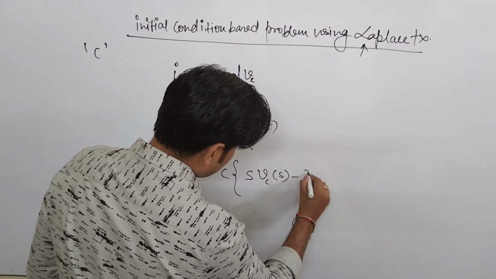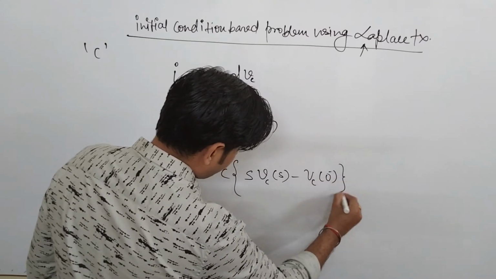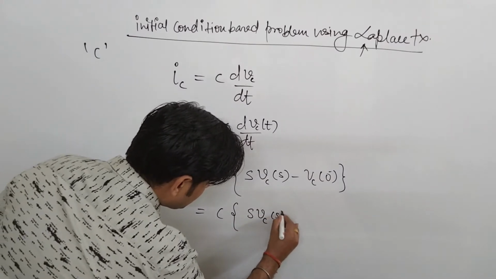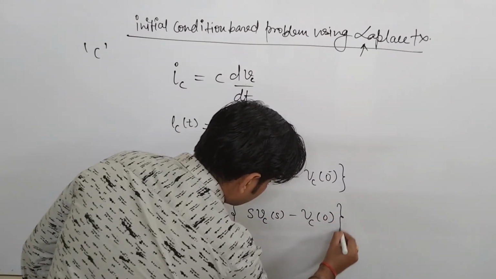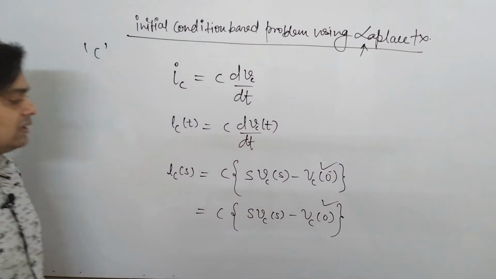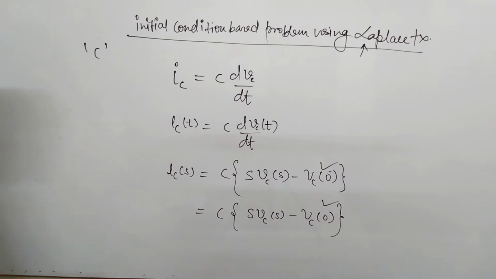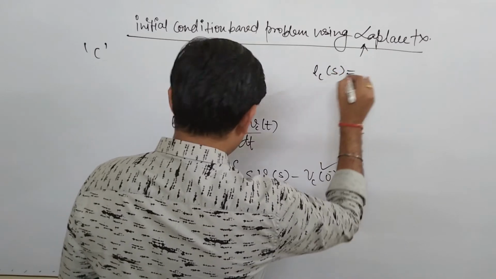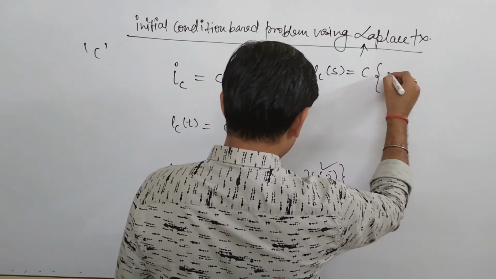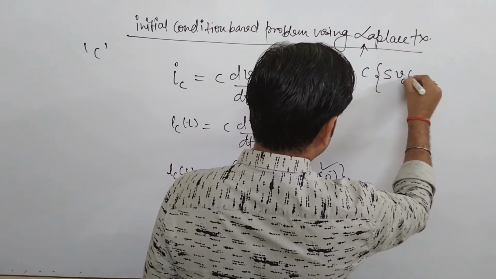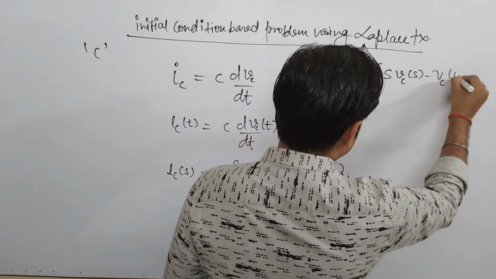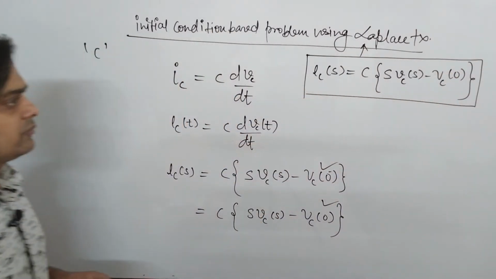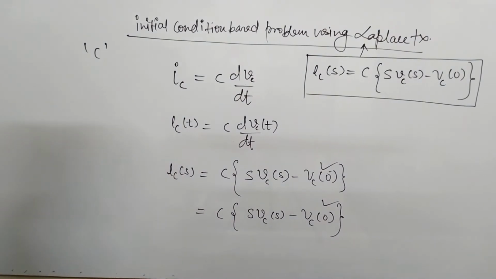In similar fashion, we should write it as C into S VCS minus Vc 0 negative. These two are the initial value of voltage across the capacitor. Very simple. So from here I should write it as ICS is equal to C into SVCS minus Vc 0. Now we will see whether this assumption or this equation is correct or wrong.